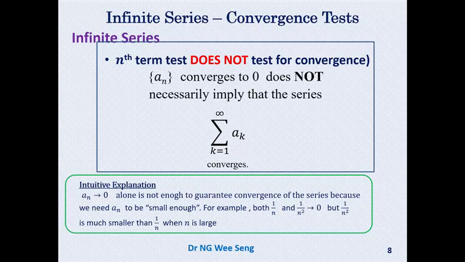For example, 1 over n and 1 over n squared both converge to 0. But obviously 1 over n squared will be much smaller than 1 over n when n is very large. So the behavior of the series for 1 over n and that for 1 over n squared might not be the same. It turns out that the series for 1 over n squared is convergent and the series for 1 over n is actually divergent. And that we'll discuss later.